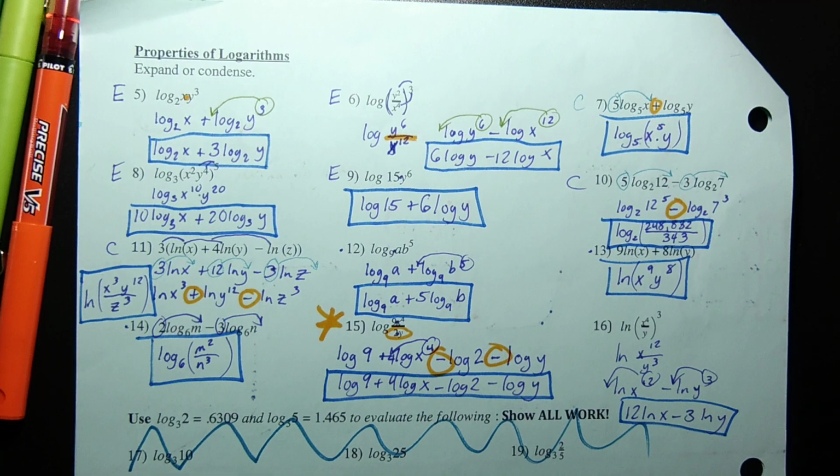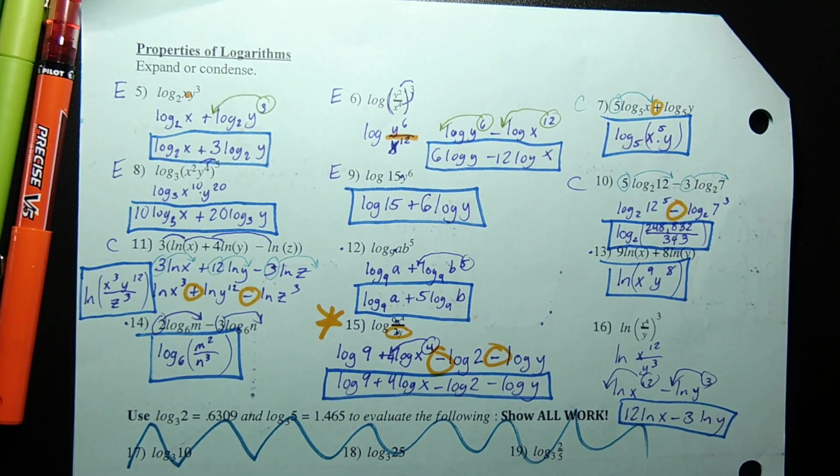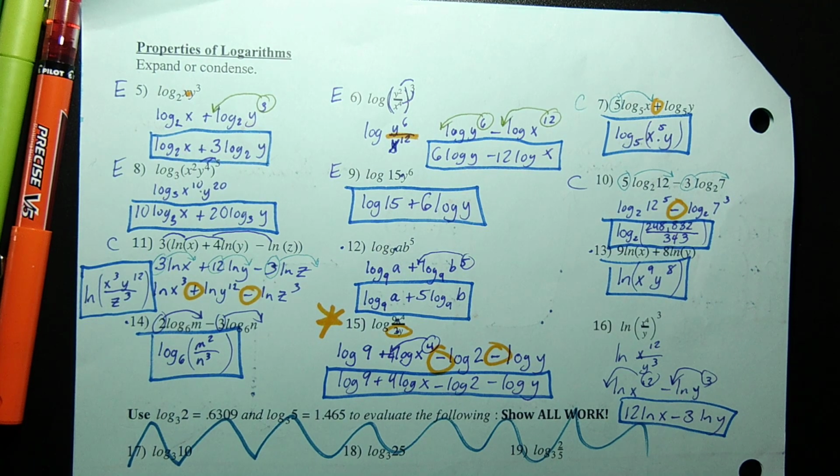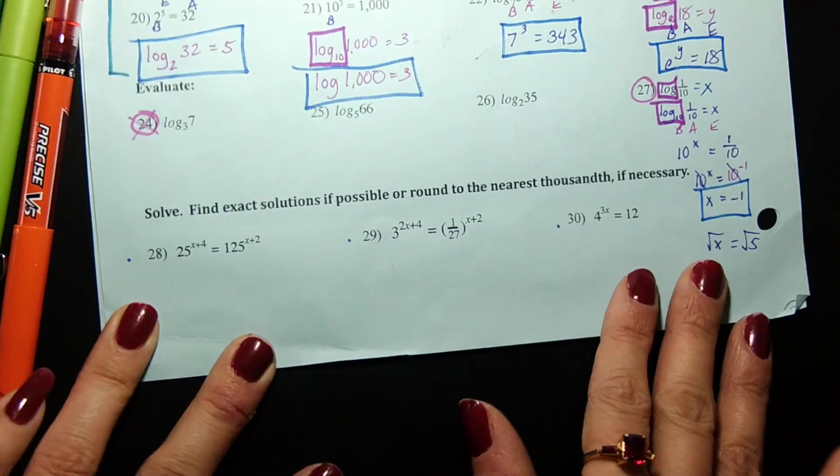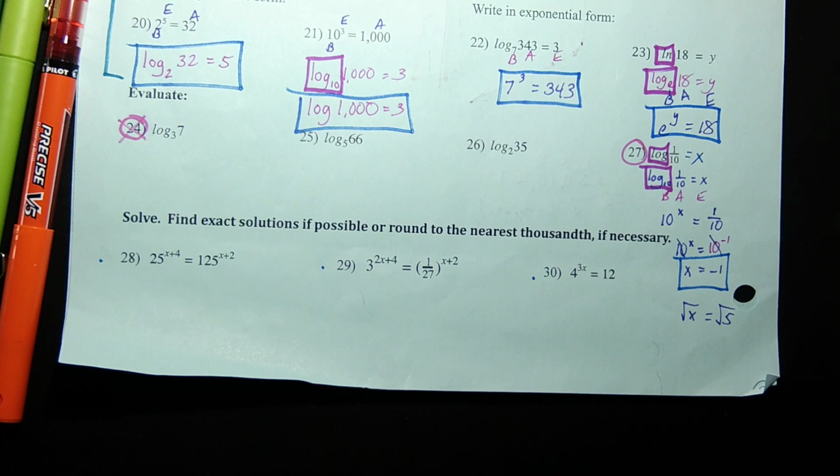Expanding and condensing, just make sure when you expand, everything comes down to the land, and when you condense, all of your coefficients go back up to the cloud. So you cannot condense coefficients. You have to put those back up as exponents first. We're going to go ahead and go down to the solving stuff because I do think those are some of the more challenging parts of the test.